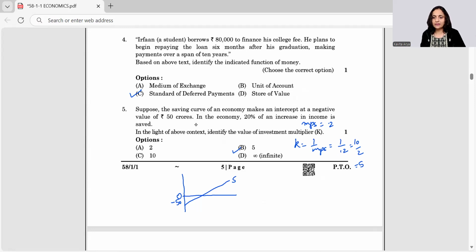So what is to be understood here in this question? That this first statement was just a trap. It had no value in this. It had no connect in this question. So it was just an extra piece of information to be overlooked.